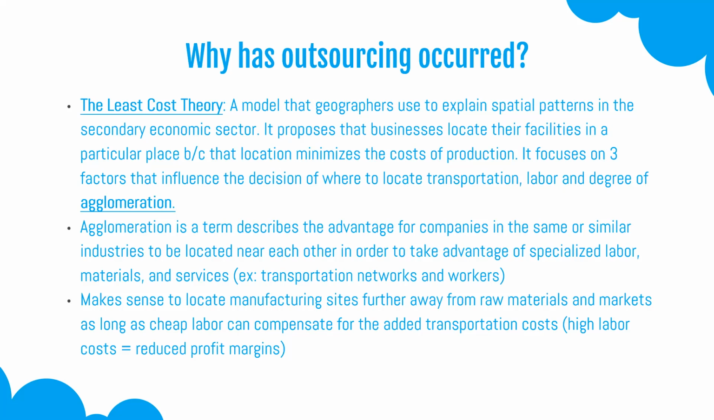So just think about what businesses are located near each other that are essentially the same. Restaurants, car dealerships, coffee shops. And that's another reason why you might see businesses that are exactly the same next to each other. But anyways, it makes sense to locate manufacturing because of the least cost theory and agglomeration.